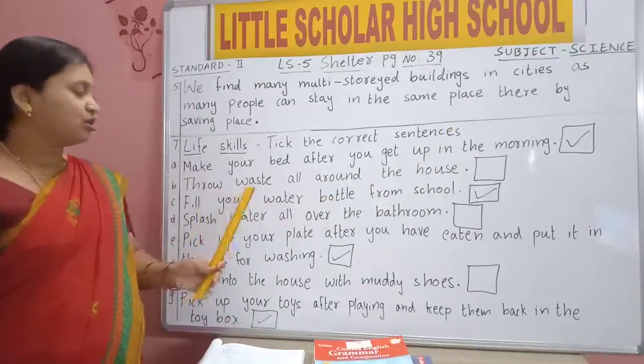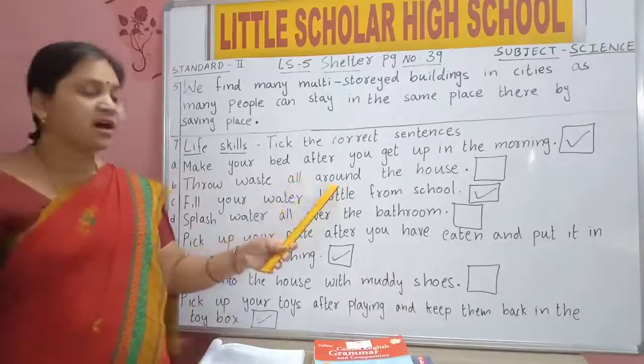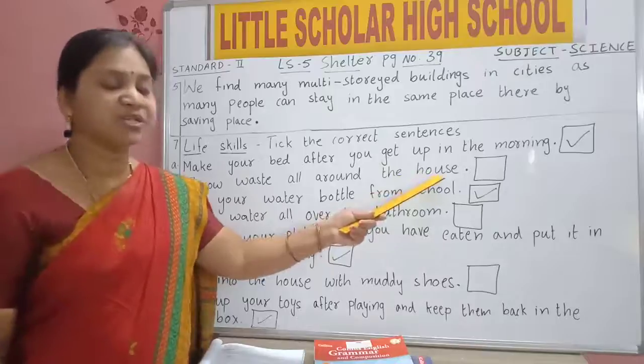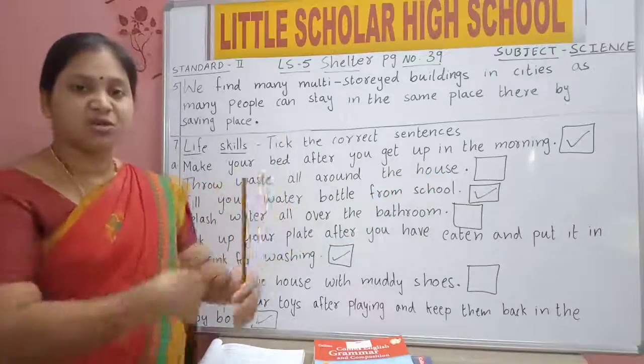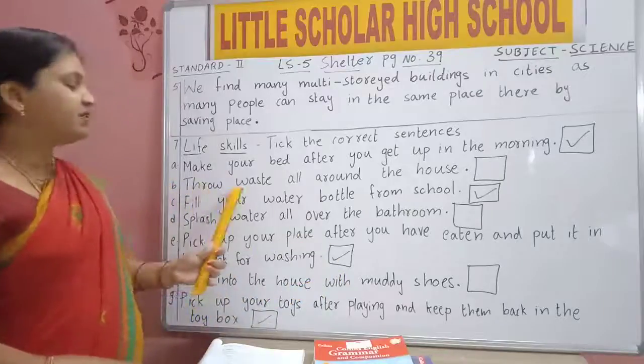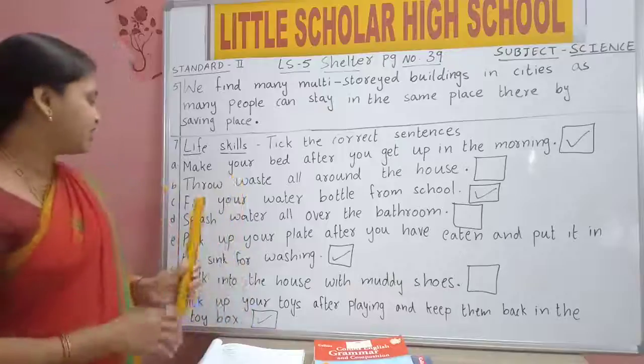Throw, throw. Waste, waste. All, all. Around, around. The, the. House, house. We should throw waste all around the house. No, we should throw waste in the dustbin. So we will not put a tick for the second one because it is not a correct sentence.